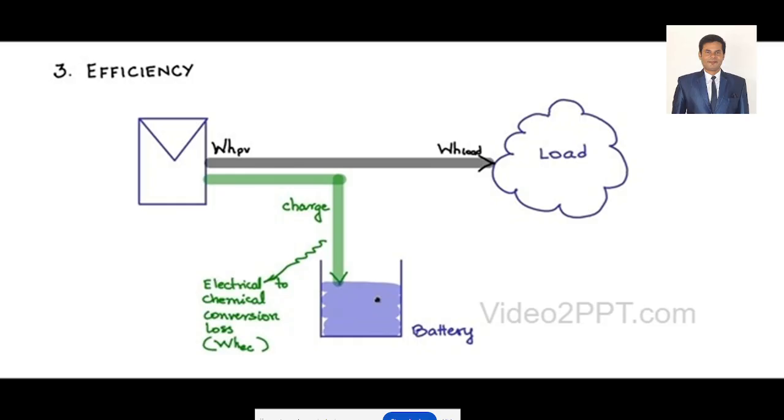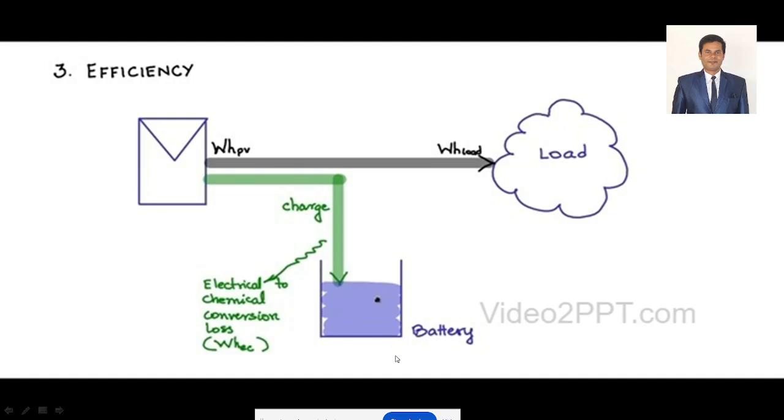All right, so we have to see how these losses affect the batteries and also the loads. During the conversion from electrical to chemical in the battery storage, losses take place, that is WHEC, watt hour electrical to chemical conversion. When you convert from one form to another, some losses will be there. That is what we have to think about. When you talk about efficiency, the losses will be there.